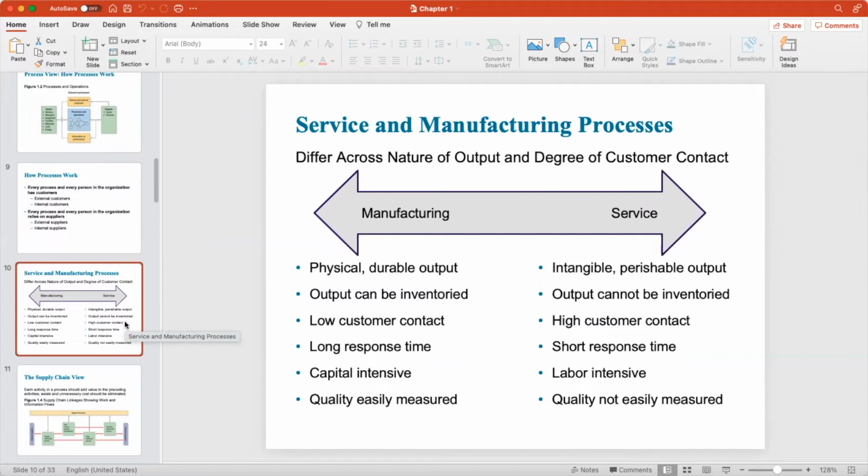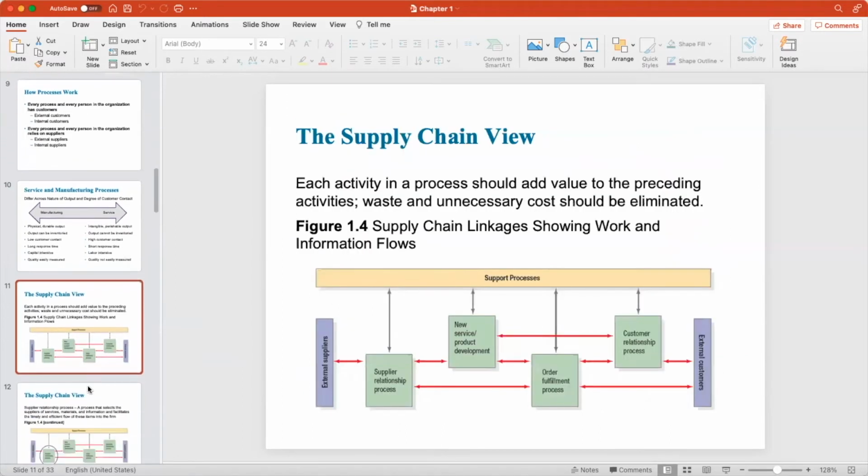But no matter whether it's a manufacturing process or a service process, it's still based on the same flow, from the input, and then we transform the input to the output. And what we're doing here is trying to make the whole process as efficient as possible. Now, if we move to the supply chain view, as I said at the beginning, they have very common parts, no matter whether you are looking at the process view or the supply chain view.